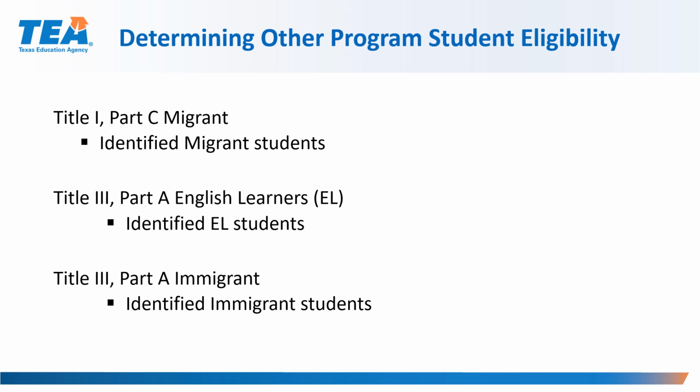To determine other program student eligibility, for Title I, Part C, Migrant, the LEA would provide services to identified migrant students. For Title III, Part A, English learners and immigrant students, the LEA could provide services to those students that are identified as either English learners or immigrant students in the private nonprofit school.